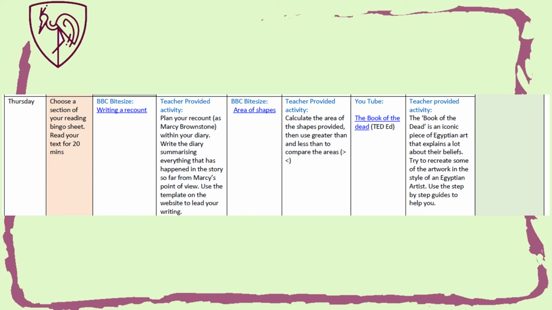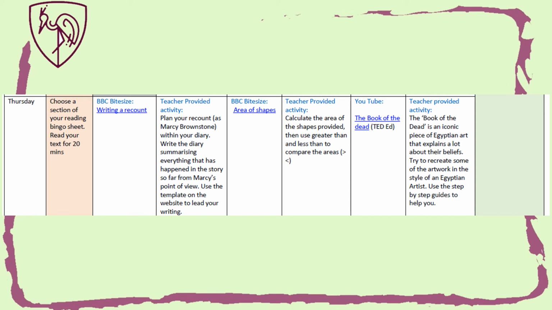As usual, we're going to start with 20 minutes of reading from our bingo sheet or from a book of our choice before we move on to our lesson for today. So our writing lesson, we're going to be writing a recount, or planning a recount to be exact, a diary entry for Macy Brownstone.